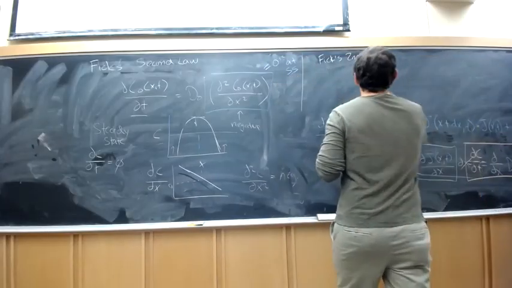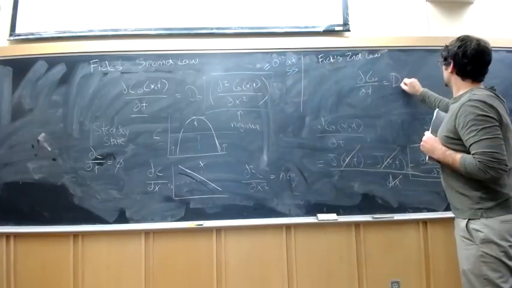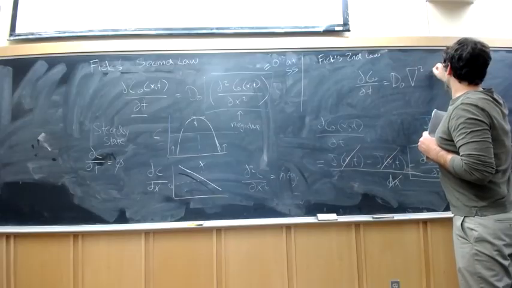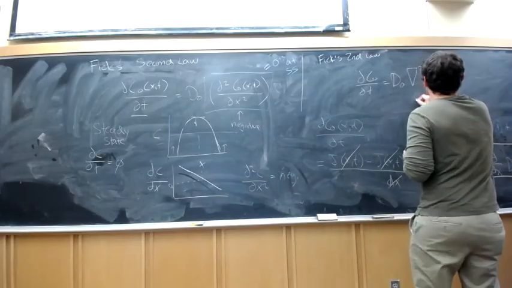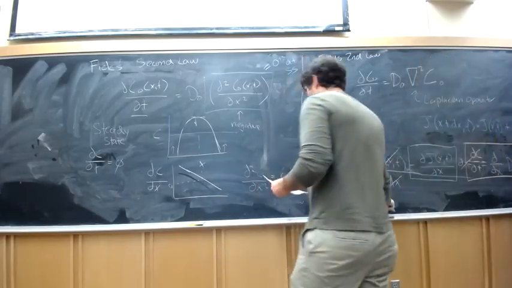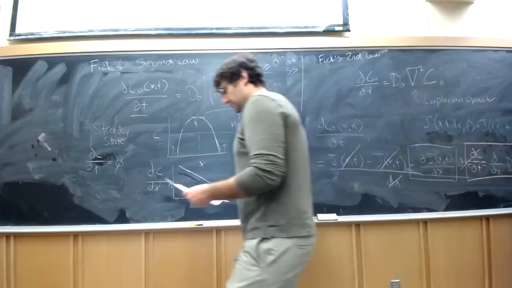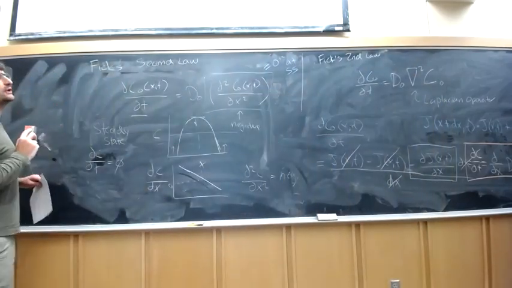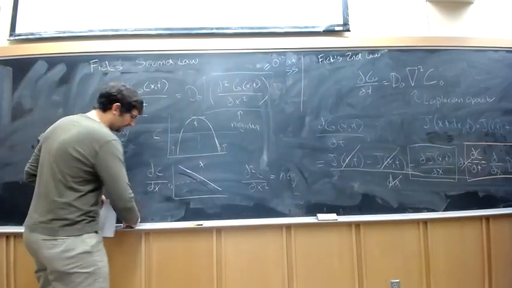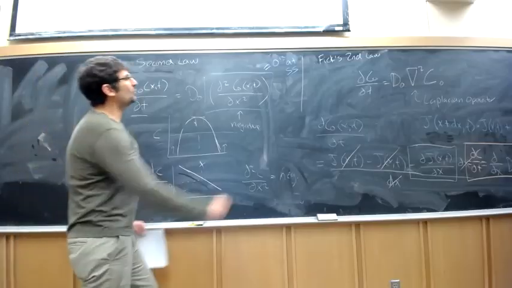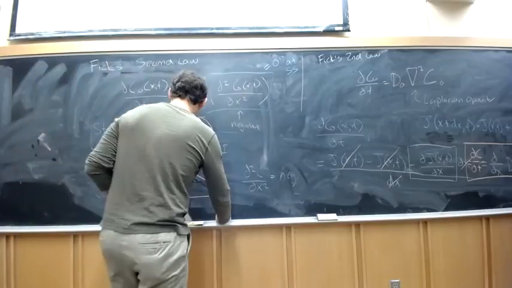How do I generalize it to 3 dimensions? Del squared C. And del squared is actually called the Laplacian. So in electrochemistry, we often want to solve this equation, right? What do I mean by solve this equation? What I mean is we want to know the concentration gradient as a function of time.